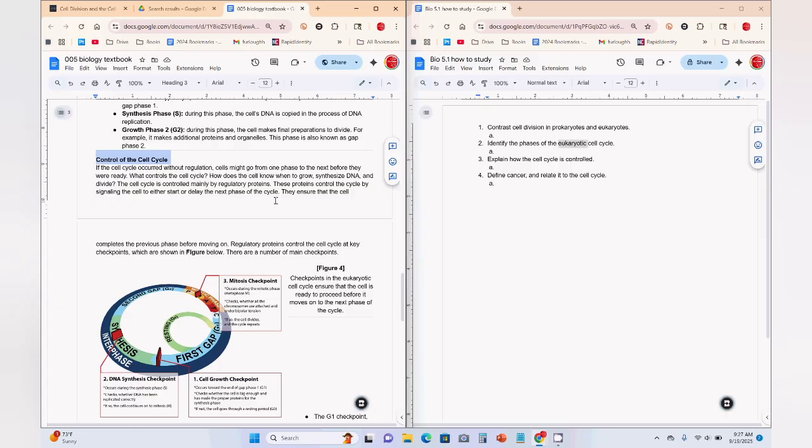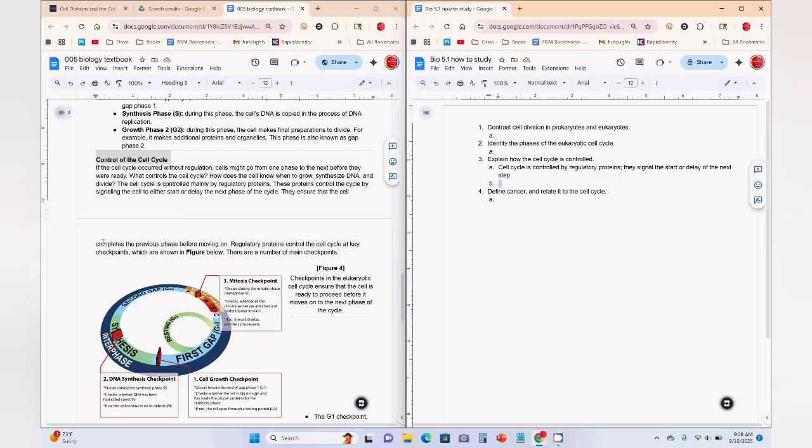So now I need to think about what parts of that paragraph to put in my objective list. All right. So they're here, they're asking questions. That doesn't help me. Cell cycle is controlled by regulatory proteins. Boom. Cell cycle is controlled by regulatory proteins. All right. These proteins control the cycle by signaling either the start or delay of the next phase of the cycle. Okay, so then I might add to this, they signal the start or delay of the next step. All right. And proteins control the cycle.